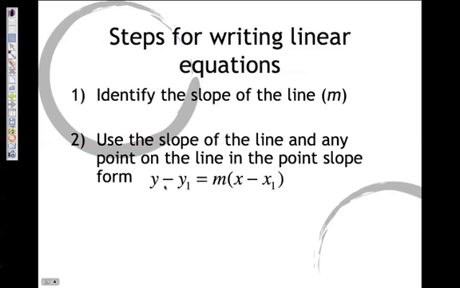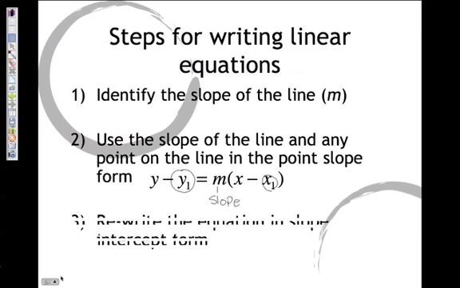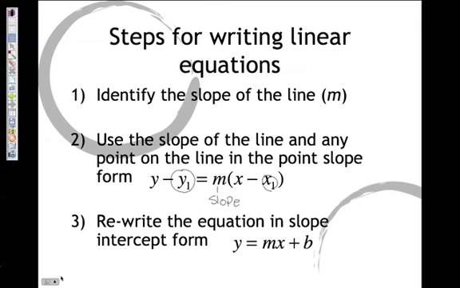Point slope form, of course, is y minus y sub 1 equals m times the quantity x minus x sub 1, where y sub 1 is the variable that's going to be replaced by the y value from the point, m is replaced by the slope, and x sub 1 gets replaced by the x value of the point. And our final step is to rewrite the equation in slope-intercept form. If you don't remember, that's y equals mx plus b, and that's really just cleaning our stuff up.